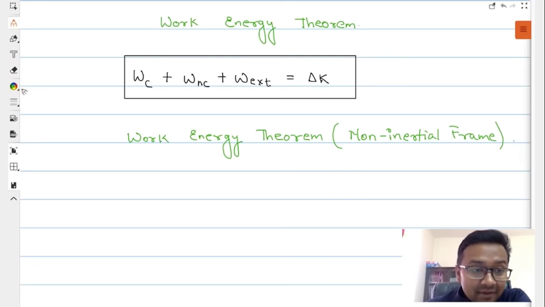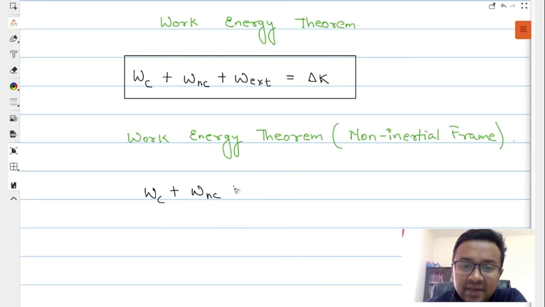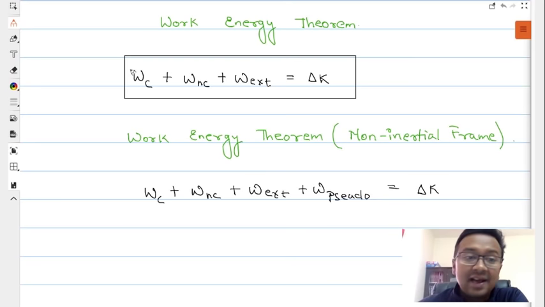In that particular formula, besides these forces, we'll have to include work done by conservative plus work done by non-conservative plus work done by external plus the work done by pseudo force. All right, this is equal to the change in kinetic energy. So that is the only addition.